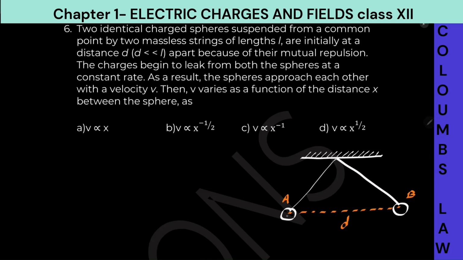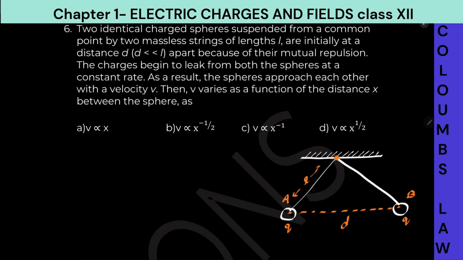We have two spheres, they are completely charged, A and B, similar charges, right? Why similar charges? Because they are repelling each other, and the question itself says two identically charged. Identically means same charges. Let's call this charge Q over here and Q over here. Now they are suspended from a common point, let's say this is the common point over here, with two massless strings of length L.